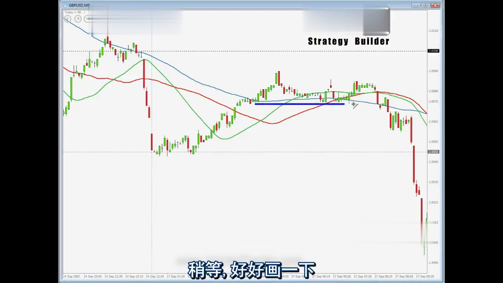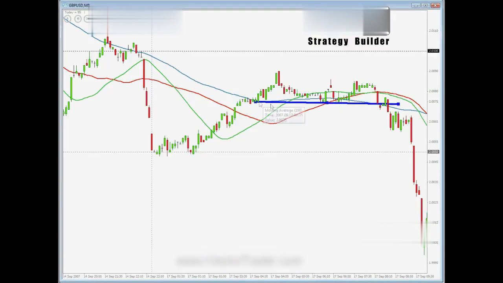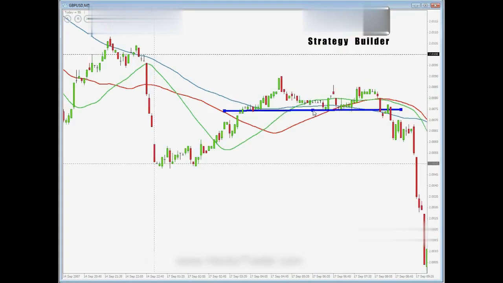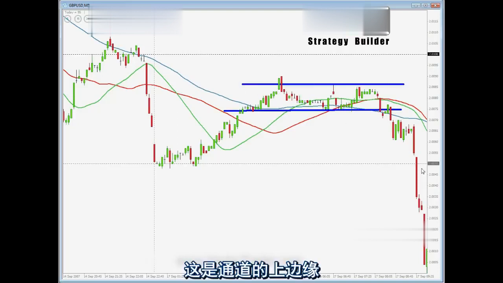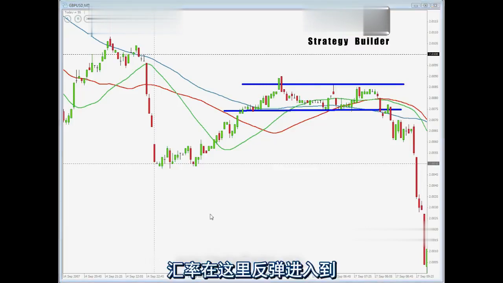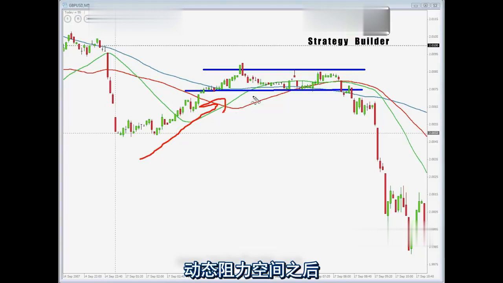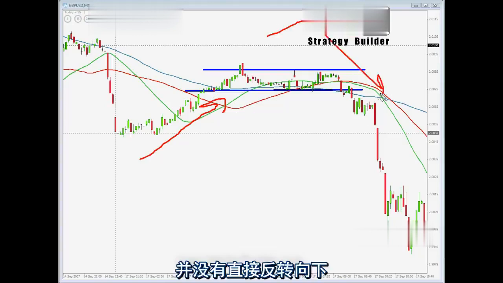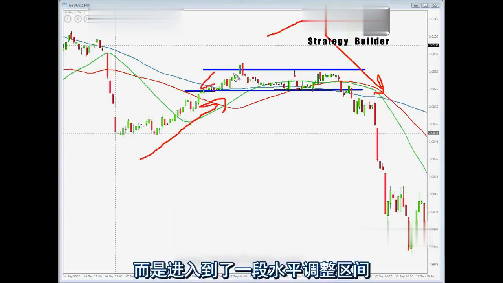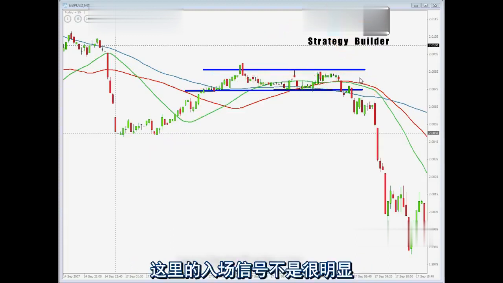Okay, whoops, one second guys, let me readjust it there, and now we have the top band of that channel. Alright, so as you can see, as this swing has retraced back to the dynamic area of resistance, instead of getting a U-turn, instead of reacting very quickly, what we've just gotten is a ranging consolidation sideways. The entry signal is not so clear here, is it?